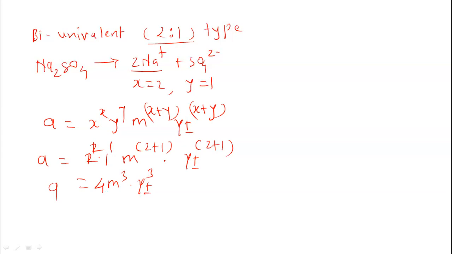So for biunivalent or unibivalent, the expression for the activity is the same. That is 1 is to 2 type of the electrolyte, and the example is ZnCl2. It is a unibivalent type of the electrolyte. Valency of the cation is 2 and anion is 1. So both types of the electrolytes have the same expression for the activity.